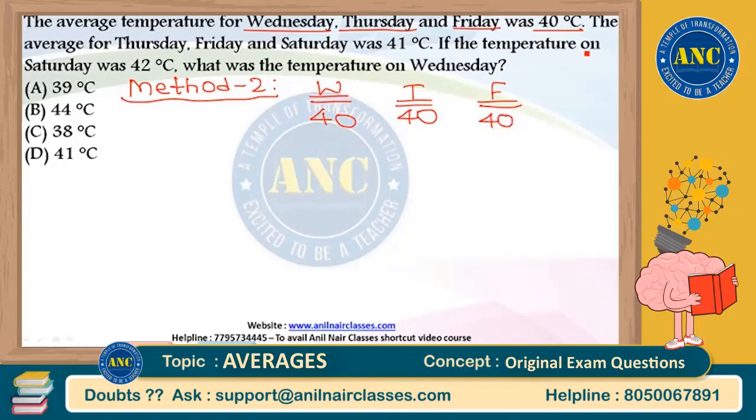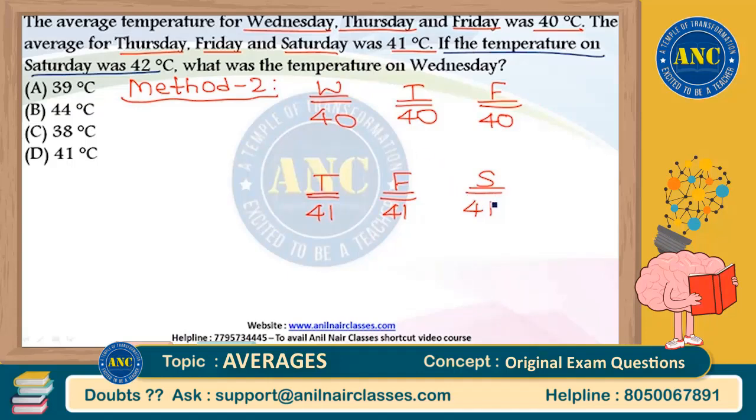Now what is the next statement? The average for Thursday, Friday and Saturday was 41 degrees. Thursday, Friday, Saturday, it is given that average is 41. That means all the 3 days it is 41. Right? But can I say that? Think a little logically, sir. What is the question? If the temperature on Saturday was 42 degrees centigrade, what was the temperature on Wednesday?